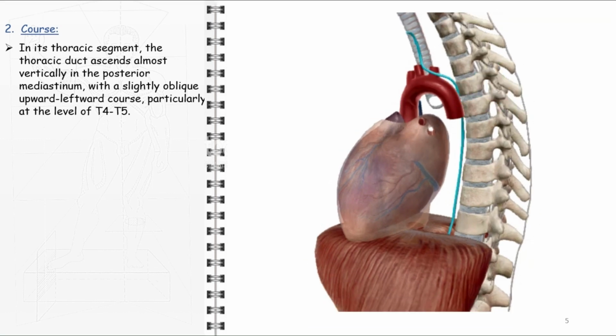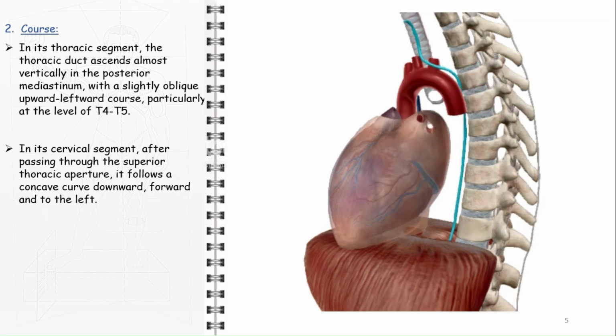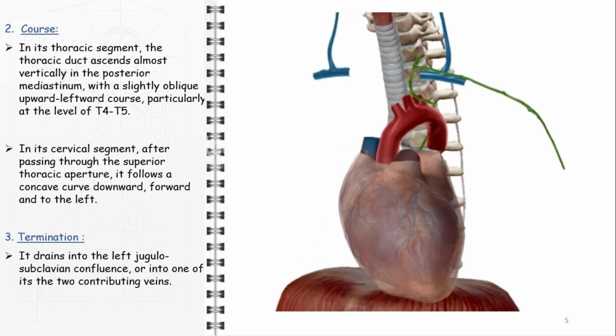In its cervical segment, after passing through the superior thoracic aperture, it follows a concave curve downward, forward, and to the left. The thoracic duct drains into the left jugulosubclavian confluence or one of its two contributing veins.